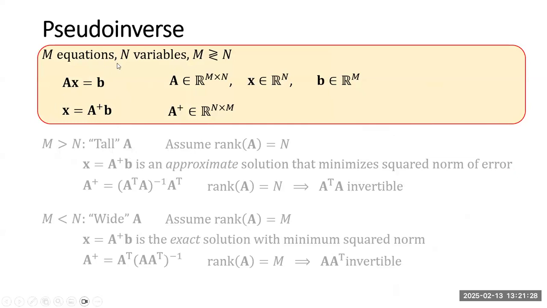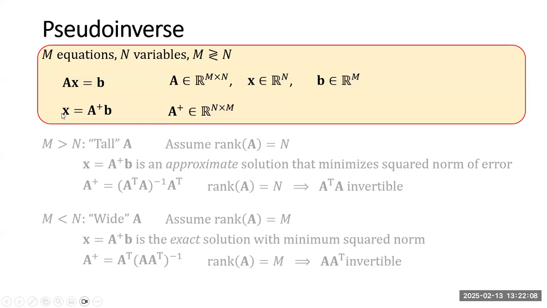So we have m equations in n variables, and m and n need not be of the same size. We have to solve Ax equals b, where A is an m by n matrix. Missouri and Nebraska, I'll just use our neighboring states. And x is an n-dimensional vector, and b is an m-dimensional vector, m as in Missouri.